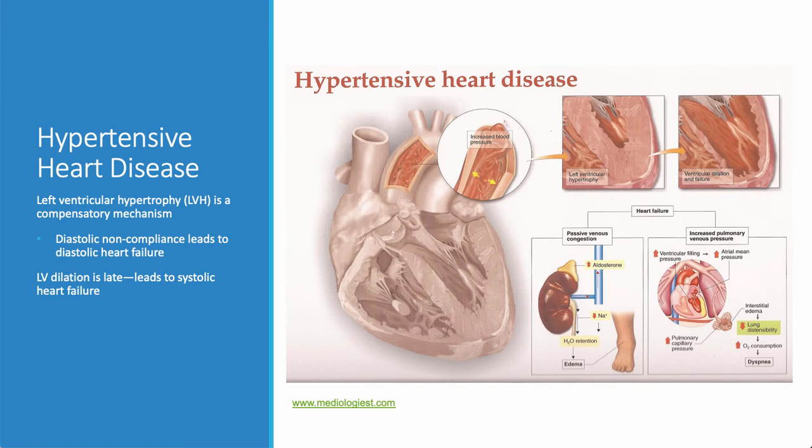That means it doesn't fill well. And when it doesn't fill, the blood backs up into the lungs and causes heart failure. It's called heart failure with preserved ejection fraction, or diastolic heart failure. Eventually, though, this left ventricular hypertrophy burns itself out, and you get dilation of the ventricle. The ventricle dilates, you get mitral valve regurgitation, you get heart failure of reduced ejection fraction, and it's a big mess. So we really hope to prevent hypertensive heart disease.